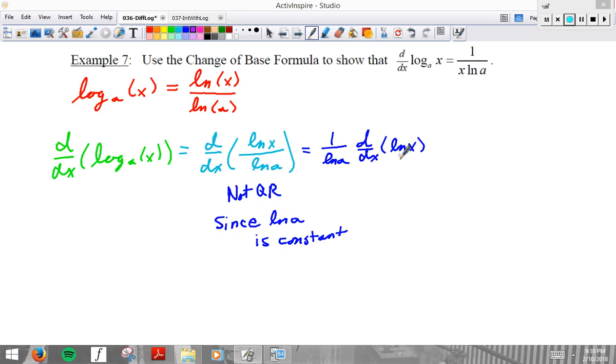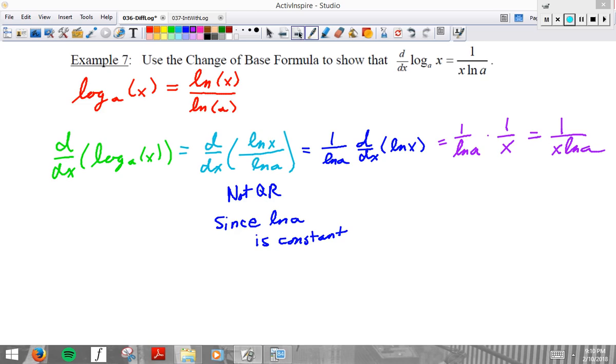And what's the derivative of natural log x? Well, do you know it yet? We've done it so many times in this video alone. 1 over x. And we can write it as x ln a. So that's the proof. Okay? You don't have to memorize this proof. But if you got stuck on a test with a log base a question, use the change of base formula. That's why you'll memorize it. It's a break-in-case-of-emergency type of thing.